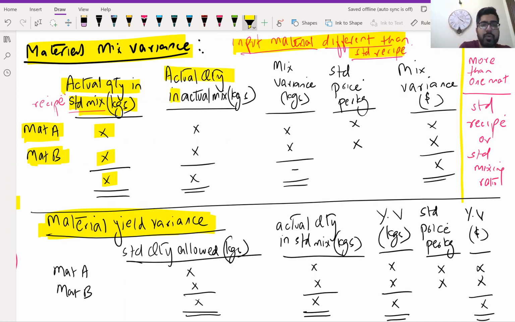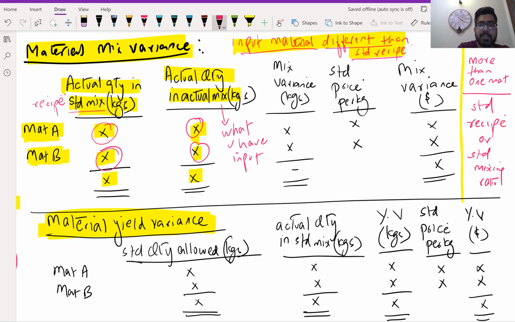Compare it with actual quantity in actual mix. That's it. Actual quantity in actual mix means what you have input. So actual quantity in standard mix means recipe. That needs to be recorded. Compare it with the actual quantity in actual mix, what you have done. This comparison will give mix variance in kgs. The net off should be 0. Okay. Multiply this with standard price per kg. You get mix variance in monetary values.